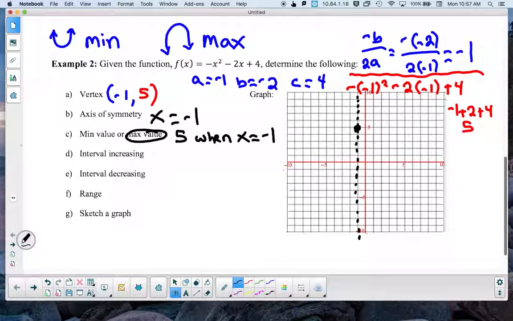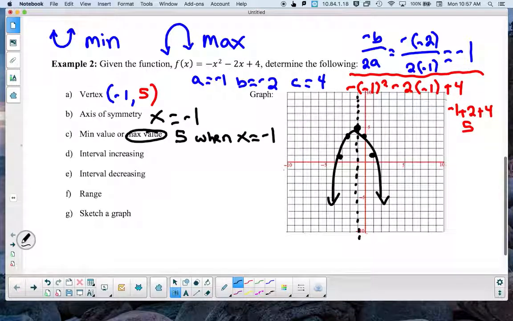If we go ahead and plot some points for this, if we plug in 0, we're going to get out a positive 4. I can mirror that on the other side. If I plug in 1 for the x value, I'll get out a positive 1. So I can plot that, mirror it on the other side. And I'll just go ahead and connect this going down.